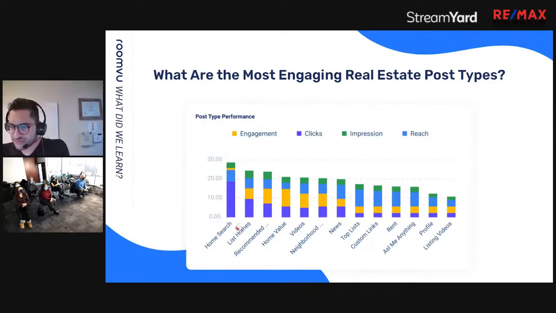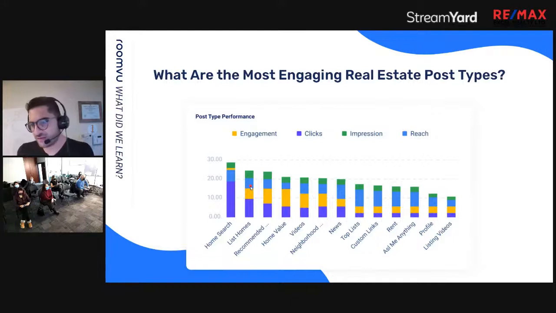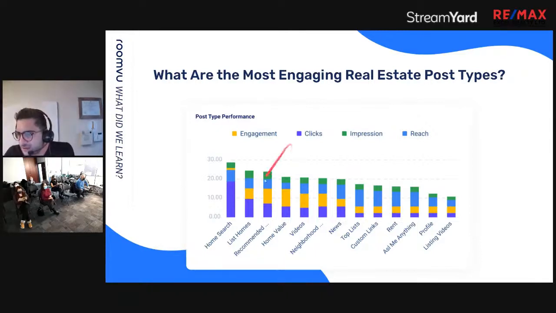Then there's list of homes, and we do have an ad on this that I will show you later on. But the list of homes is focused on, well, here's a list of homes. It gets you the average engagement. It gets you the average clicks. So it's a good balance of everything as a type of post. So this is like, get a list of homes under 500K in Markham, in, I don't know, Richmond Hill. And then you go to this.